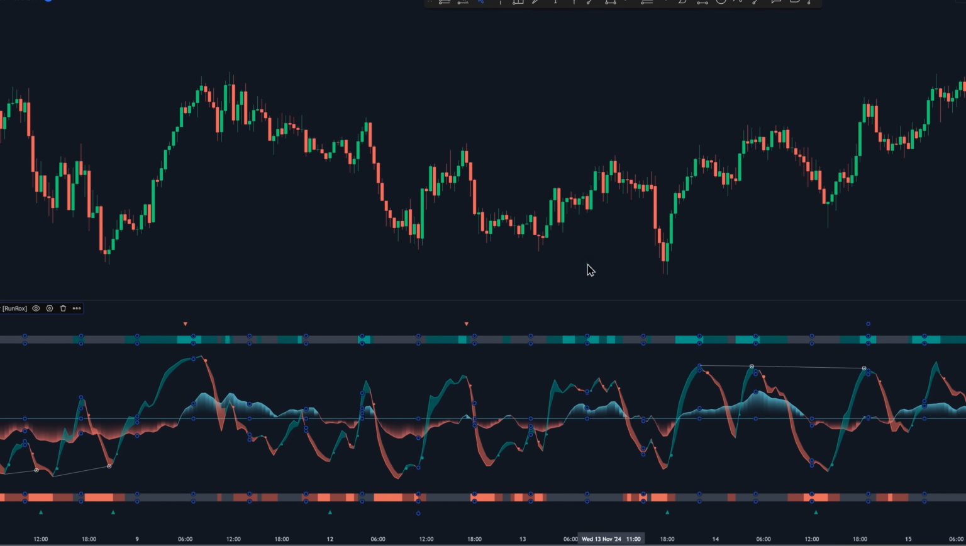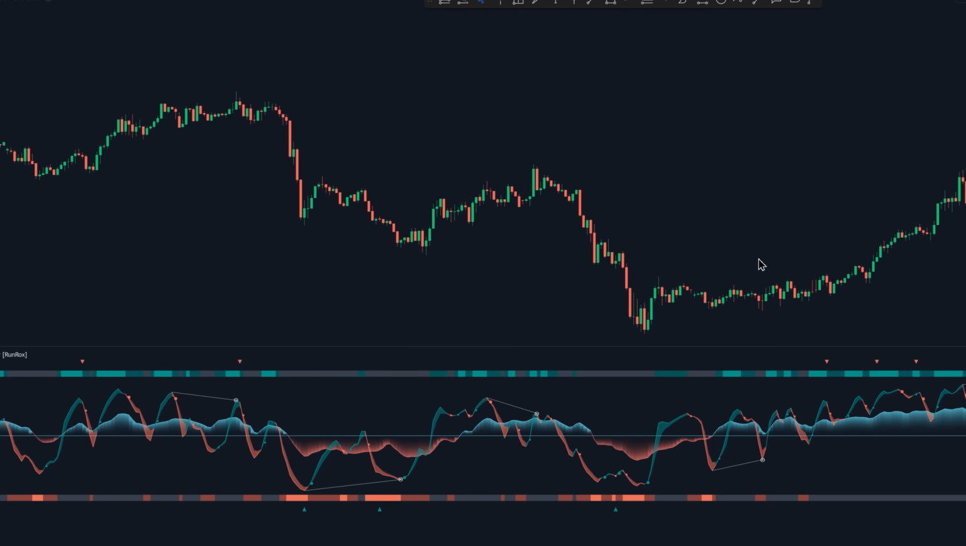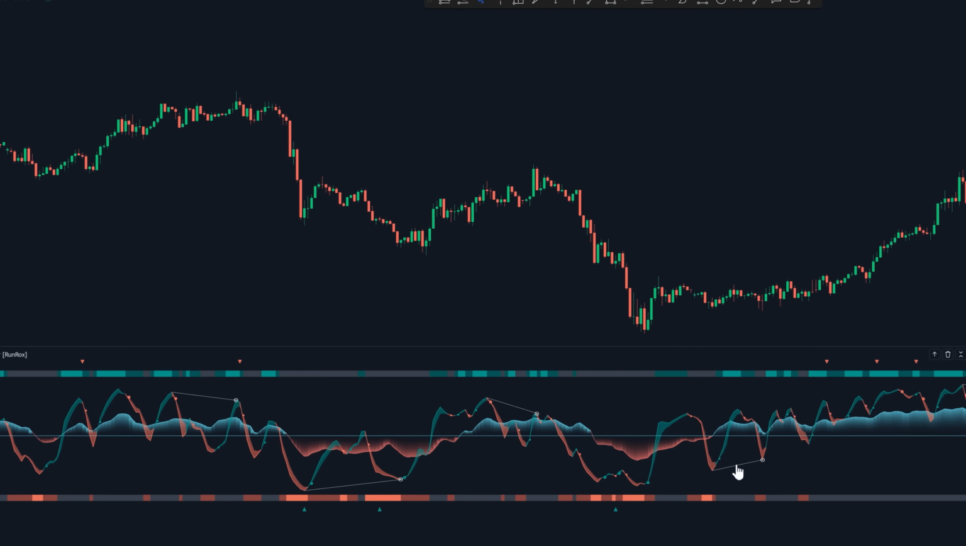Now, let's go over what this indicator is made of. The first component we can see is obviously the classic divergence line, which are these white lines. Whenever they're printed, they indicate either bullish or bearish divergences. The lines at the bottom of the oscillator indicate bullish divergences, meaning the price might go up. The lines at the top of the oscillator indicate bearish divergences.